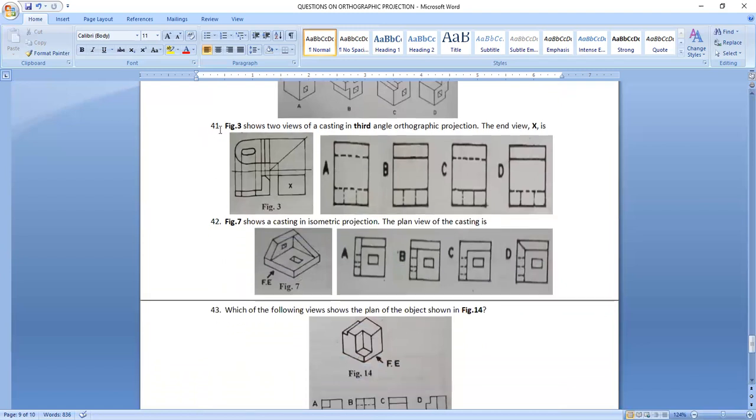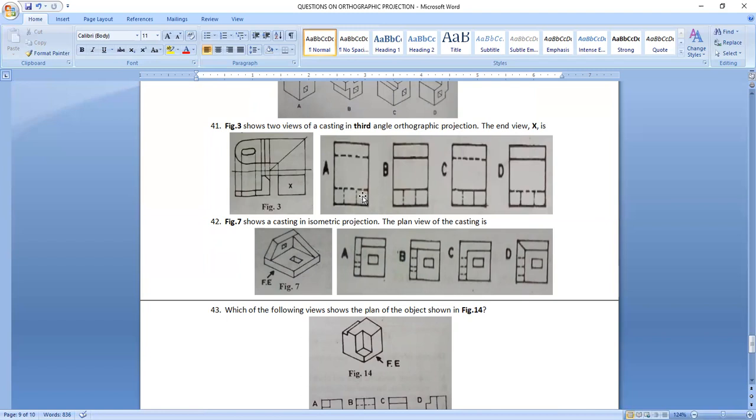In question 41, we have that figure 3 shows two views of a casting in third angle orthographic projection. The end view X is drawn in third angle projection. This is the plan, and this is the front elevation. They want us to complete this end view X. For the end view X, we are going to have a line at this point. So the answer to this question is option A. Yes, option A is the answer to the question.